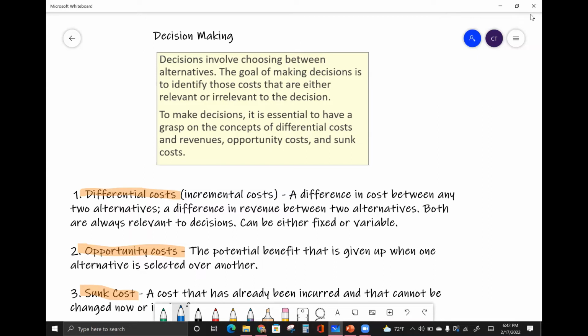You're going to have so many things going on when you're in a workplace. You're not going to have time to look at things that are irrelevant. So you want to make sure that what you're looking at is relevant. And then you want to look at these differential costs, your opportunity costs, sunk costs, and we'll talk a little bit about those.